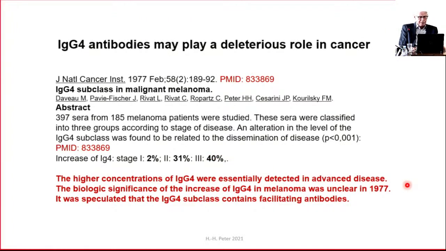So it's actually in melanoma patients high or elevated IgG4 concentrations are indicative of dissemination. At the time, we could not actually explain what that meant. It was unclear. We thought that IgG4 perhaps contains facilitating antibodies for tumor growth, but it was not really clear.